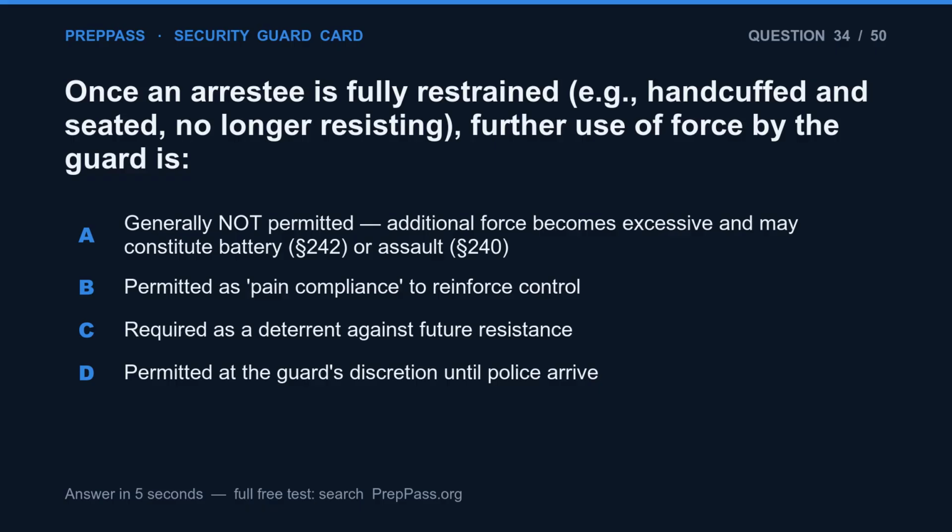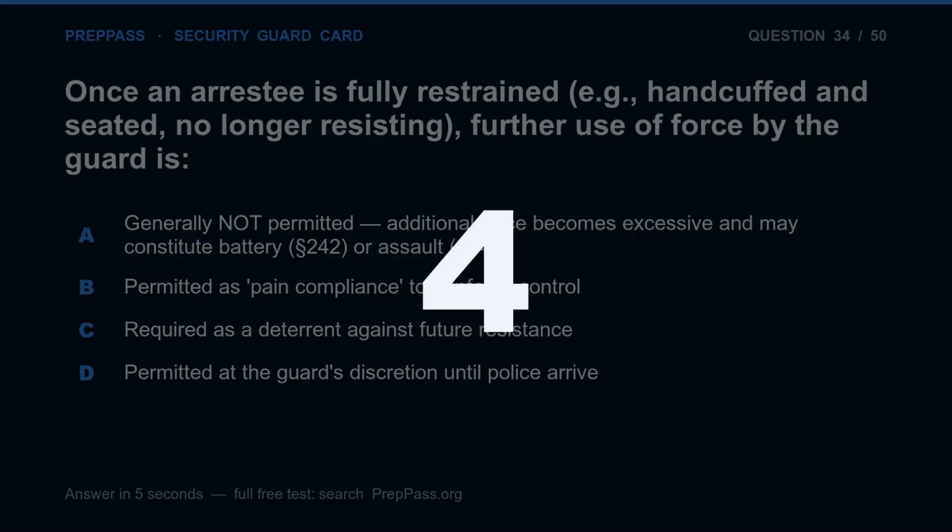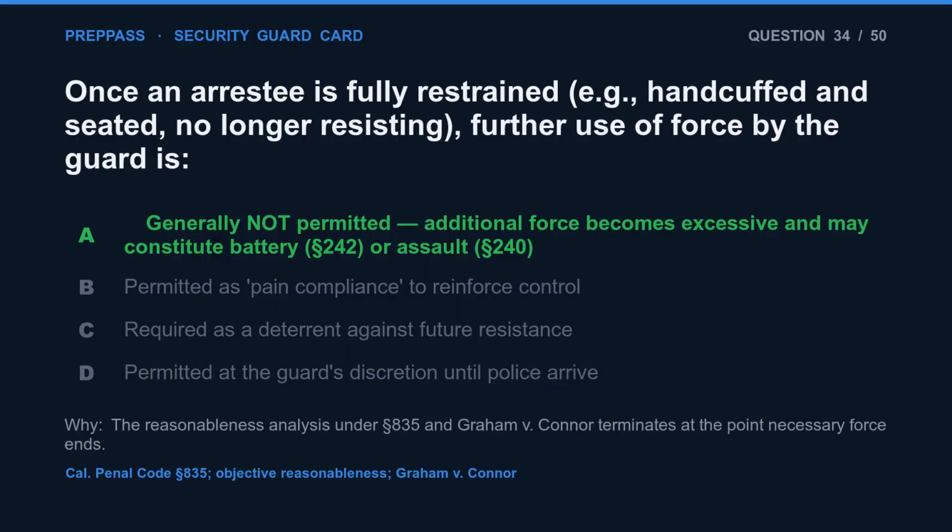B. Permitted as pain compliance to reinforce control. C. Required as a deterrent against future resistance. D. Permitted at the guard's discretion until police arrive. The correct answer is A. The reasonableness analysis under Section 835 and Graham v. Connor terminates at the point necessary force ends.